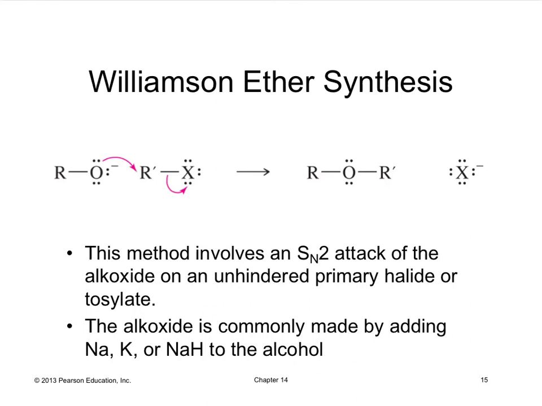In terms of synthesis of ethers, a common way to generate ethers is through Williamson ether synthesis. Here's an alkoxide and an alkyl halide. We're doing an SN2 reaction, nucleophilic attack on the carbon center, expulsion of the leaving group, generating your ether, and then your halide. So this method involves SN2 attack of the alkoxide on an unhindered primary halide or tosylate. Alkoxide is commonly made by adding either sodium, potassium, or sodium hydride to the alcohol.